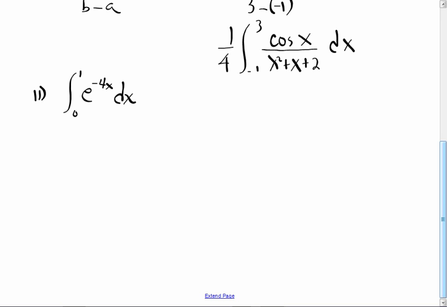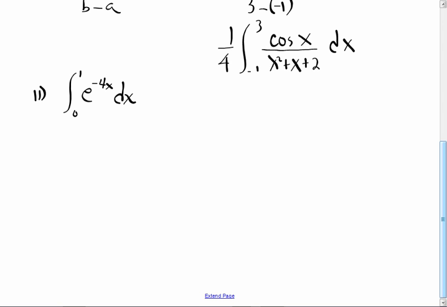Guess what? That does not look like e to the x. Don't forget to divide by the 4, though. This does not look like e to the x, so I have to make it look like e to the x. There's a composite function there. It's e, and that's linear.